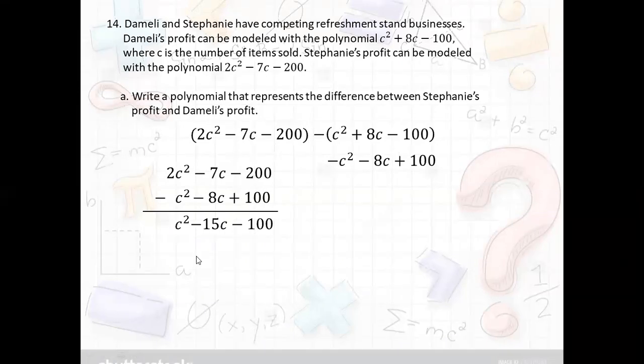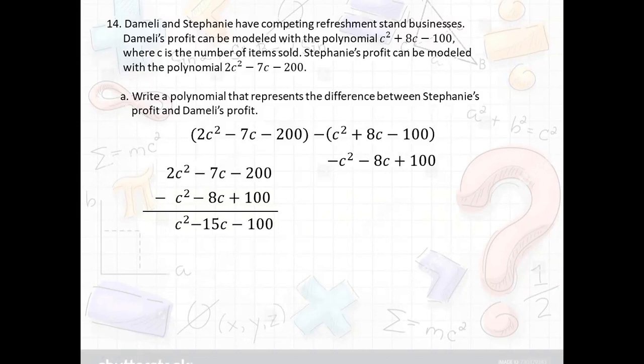So as always, line them up according to the like terms. It's going to be 2 minus 1, which gives you 1, but we don't write 1, so it's c squared. Minus 7 minus 8 will give you minus 15. Minus 200 plus 100 will give you a minus 100. So the polynomial that represents the difference between Stephanie's profit and Dainley's profit is c squared minus 15c minus 100. Okay, so this is part A of the question.